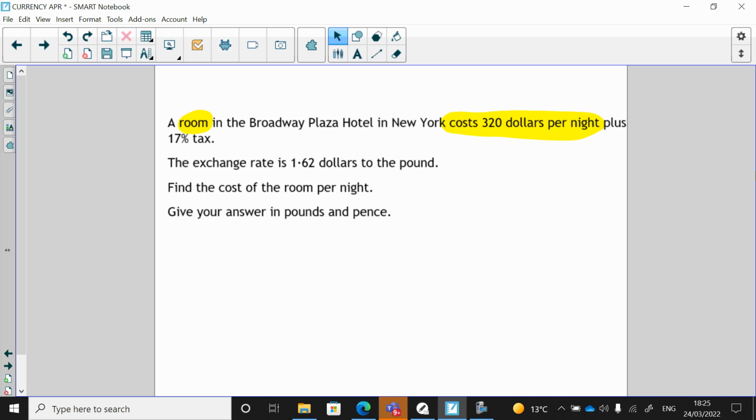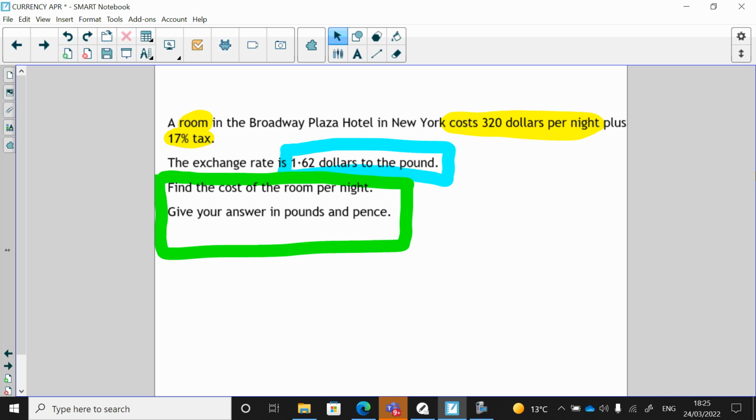Okay, so just highlighting, extracting the relevant information. It's going to cost $320 per night, but remember, in the small print, it's 17% tax. So we're going to have to work that out and add it to $320. We've got an exchange rate here of $1.62 to the pound because they want us to give our answers in pounds and pence. So that's where the exchange rate comes in here.